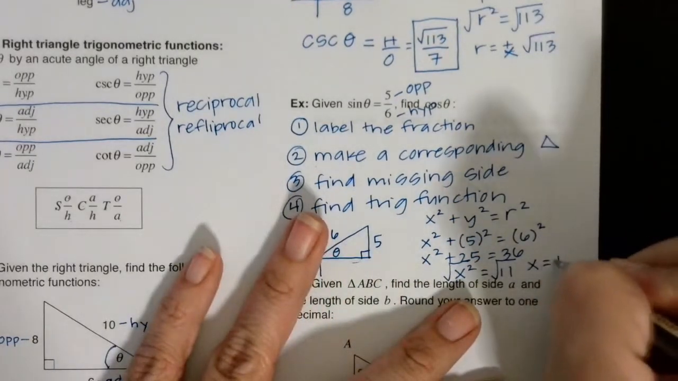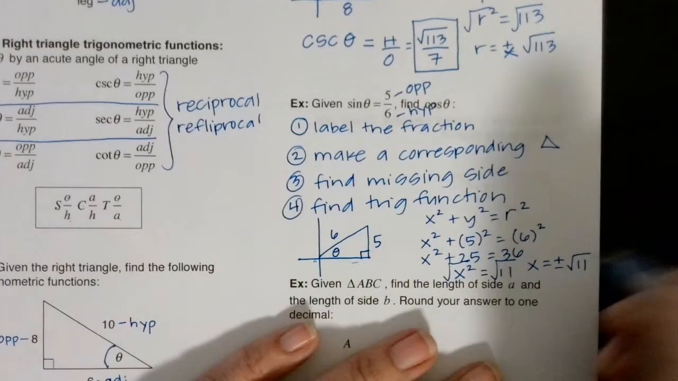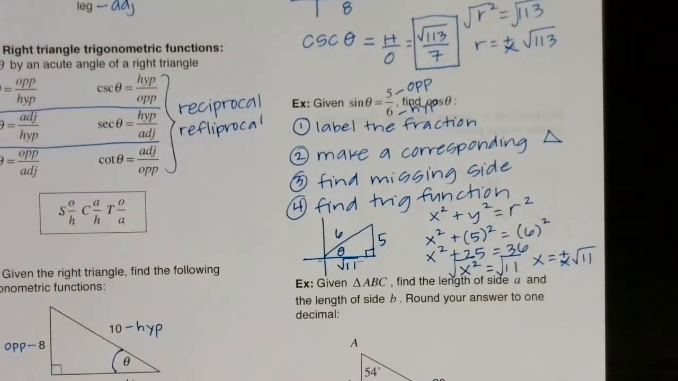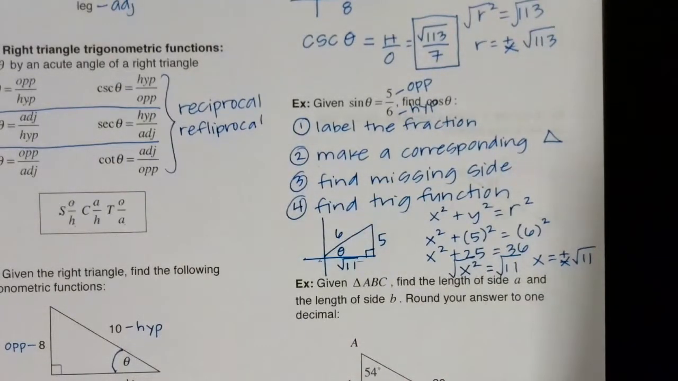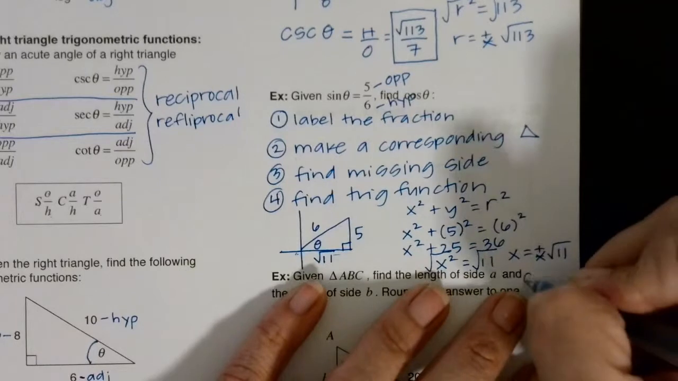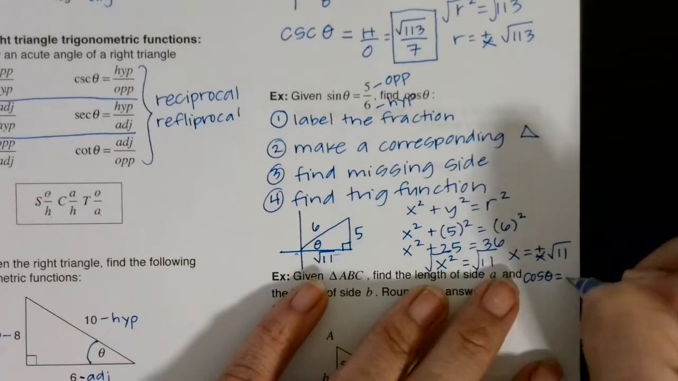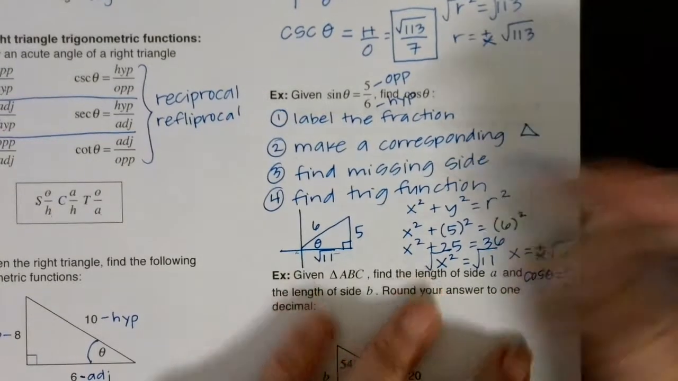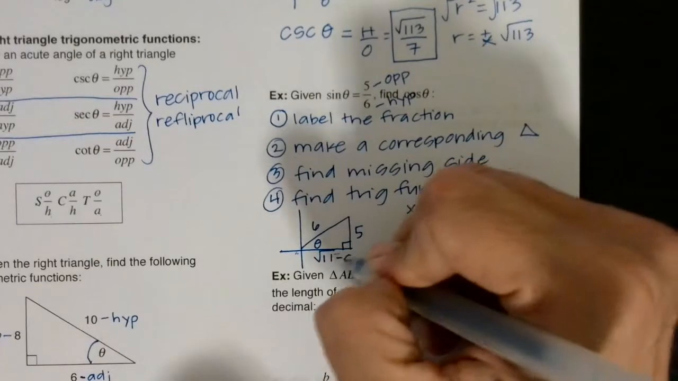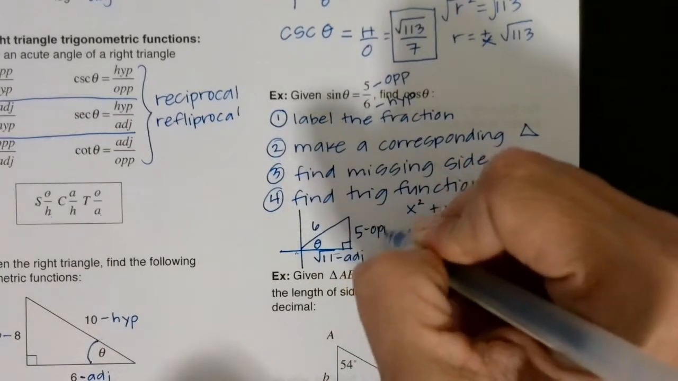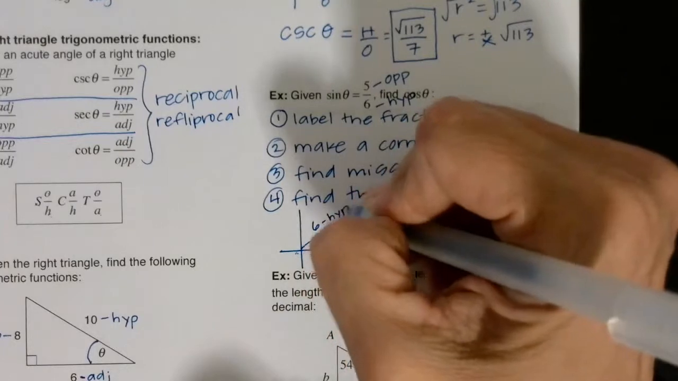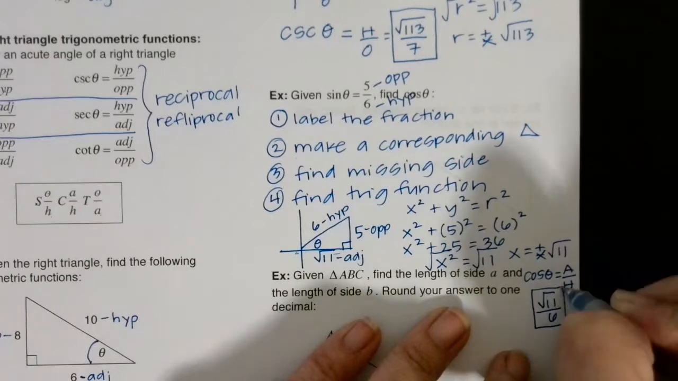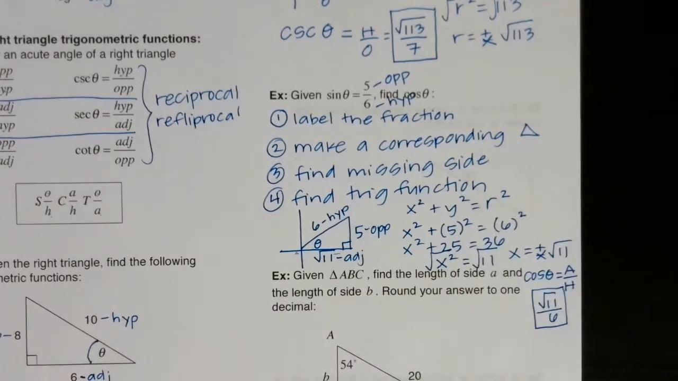So x equals plus or minus radical 11. Negative case doesn't make sense, so that's square root 11. And then we're going to squeeze this in down here so it makes sense. The cosine of theta equals, so again, we have our theta, adjacent over hypotenuse, and this is now adjacent because this was opposite, and this is your hypotenuse, so we get square root of 11 over 6. So that is the cosine of that angle.